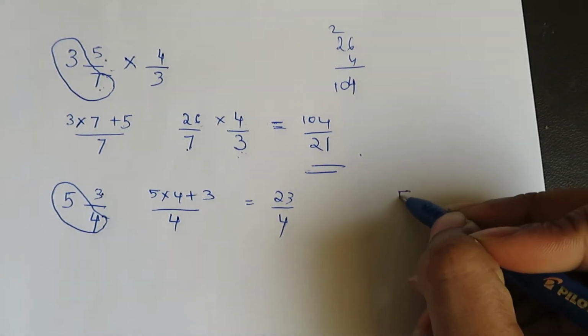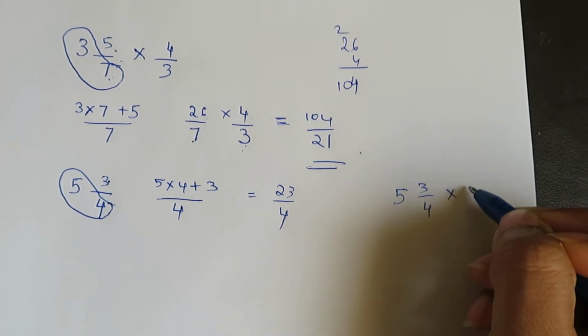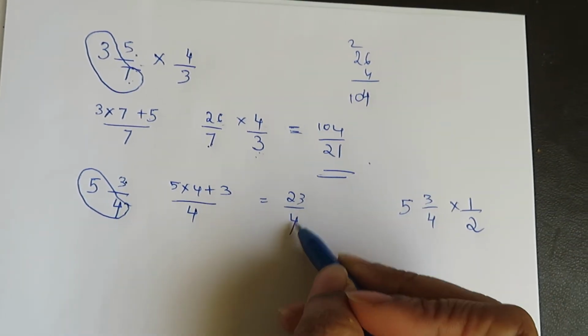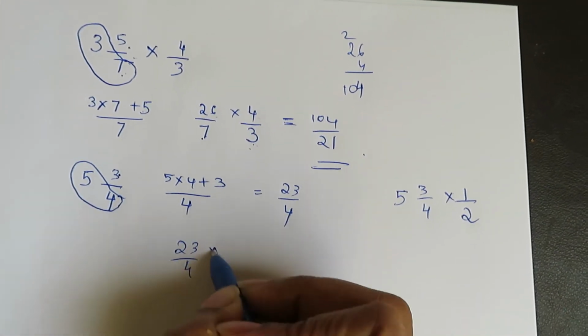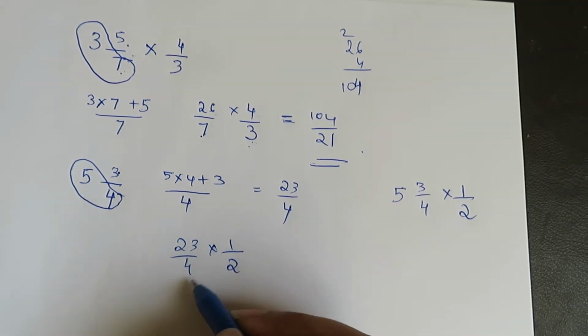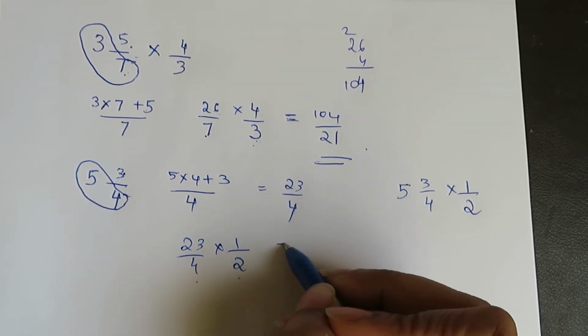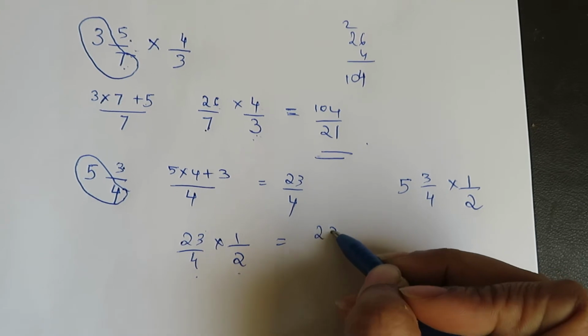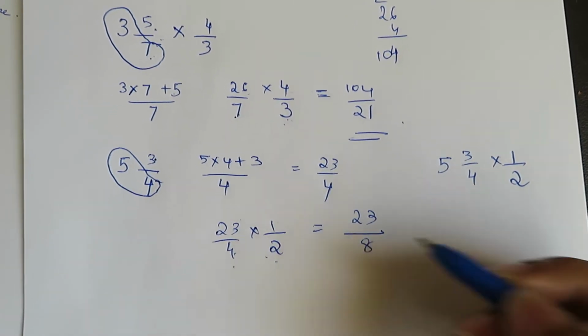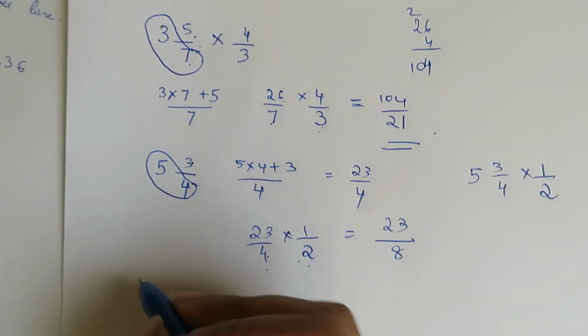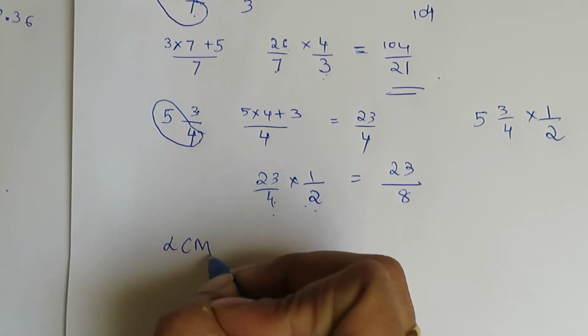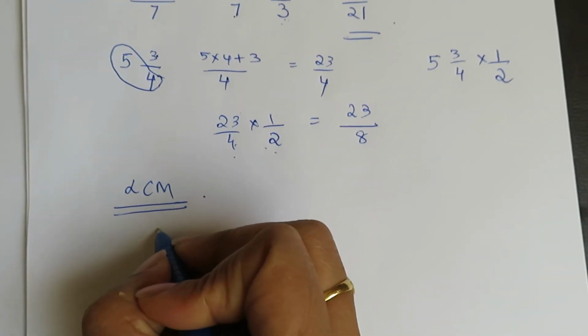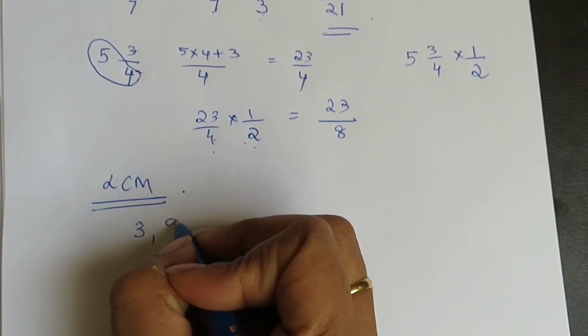If the question is 5 and 3 by 4 times 1 by 2, what do you do? 23 by 4 times 1 by 2. No relation between 23 and 4 or 23 and 2. So I'll simply do 23 times 1 is 23 and 4 times 2 is 8. That's the final answer.